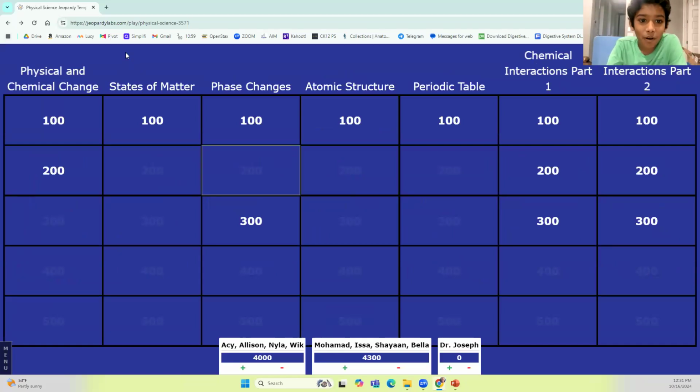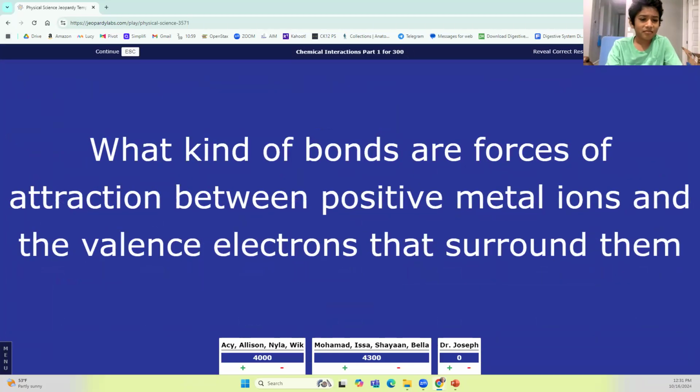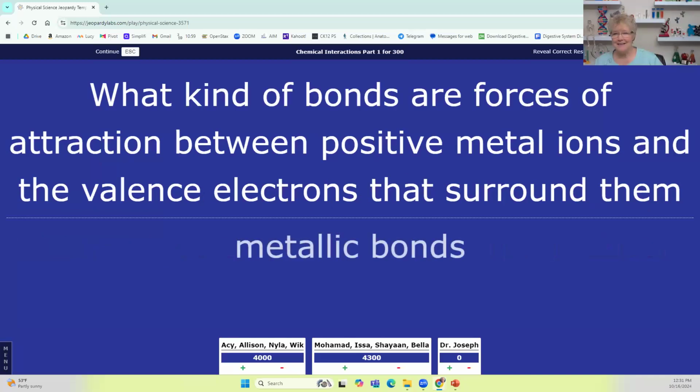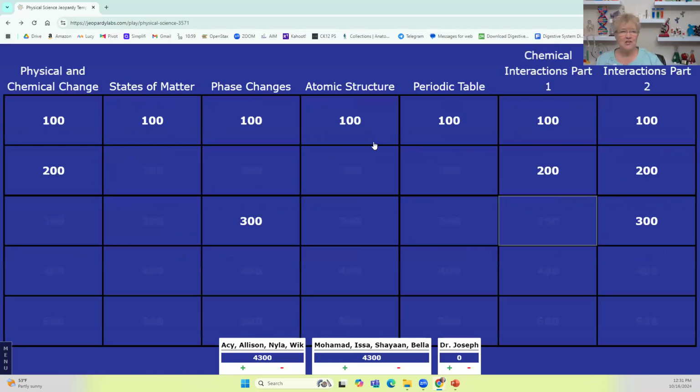Chemical interactions, part 1, 300. What kind of bonds are forces of attraction between positive metal ions and the valence electrons that surround them? Metallic bonds. Yeah, that's a metallic. I love metallic bonds. I think it's so cool to picture the nuclei just holding still and all the electrons moving around them in this sea of electrons. That is a metallic bond. Excellent job. All right, Cheyenne.